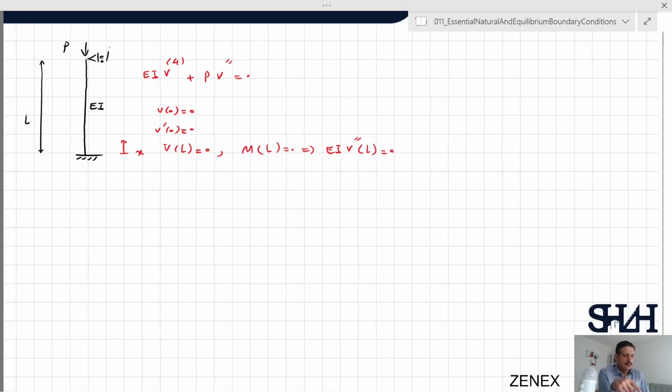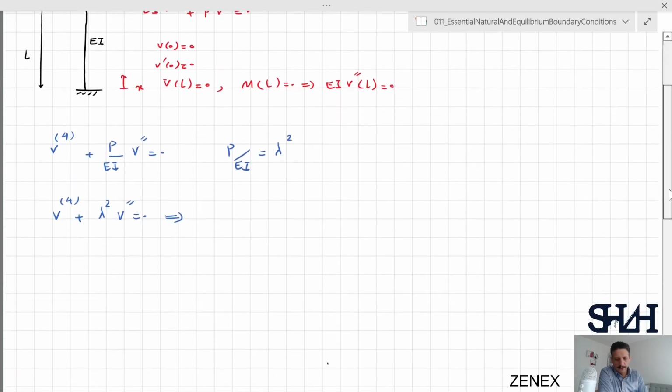First, we need to solve the fourth degree differential equation. It will be fourth derivative of V plus P over EI second derivative equals to 0. I assume P over EI is lambda squared. So then it will be fourth derivative of V plus lambda squared second derivative of V equals to 0.